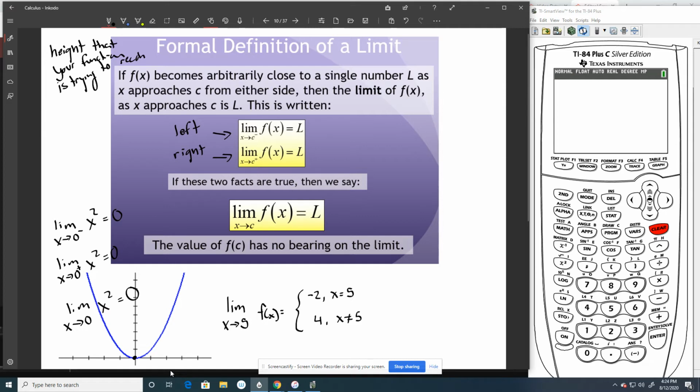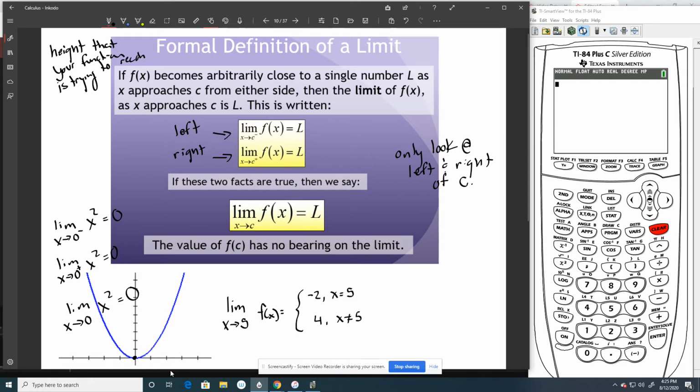Now, I don't care what happens right at x equals 0. I only care about what happens as we get close to 0. So we only look at the left and the right of our c value. We're not as interested in the c value itself. We're only interested in the left and the right.